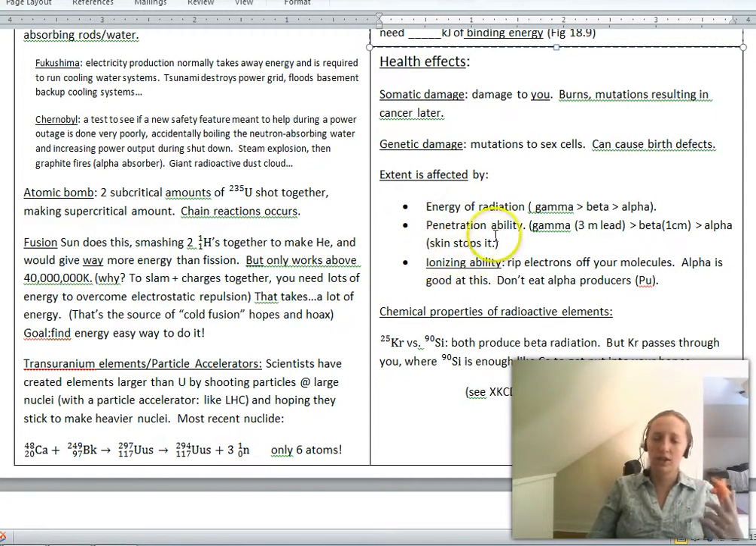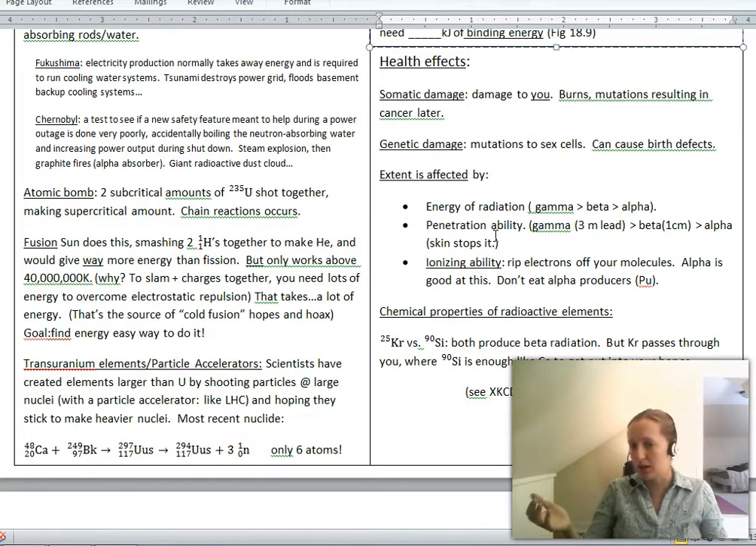The penetration ability, which we've talked about: gamma radiation can only be stopped completely by 3 meters of lead. Beta radiation can be stopped by 1 centimeter of something, and alpha radiation is basically stopped by anything physical. You can get skin burns from alpha radiation, but that's about it. You can get deeper burns from beta, and gamma just penetrates your whole self.